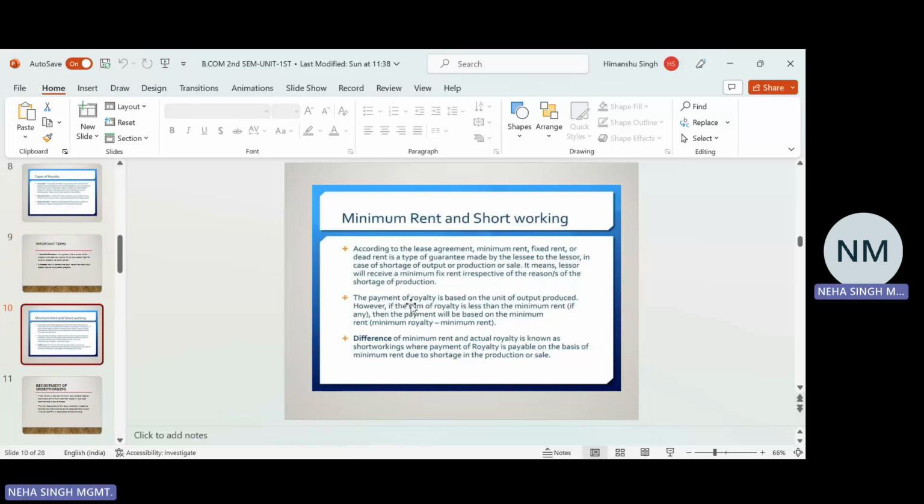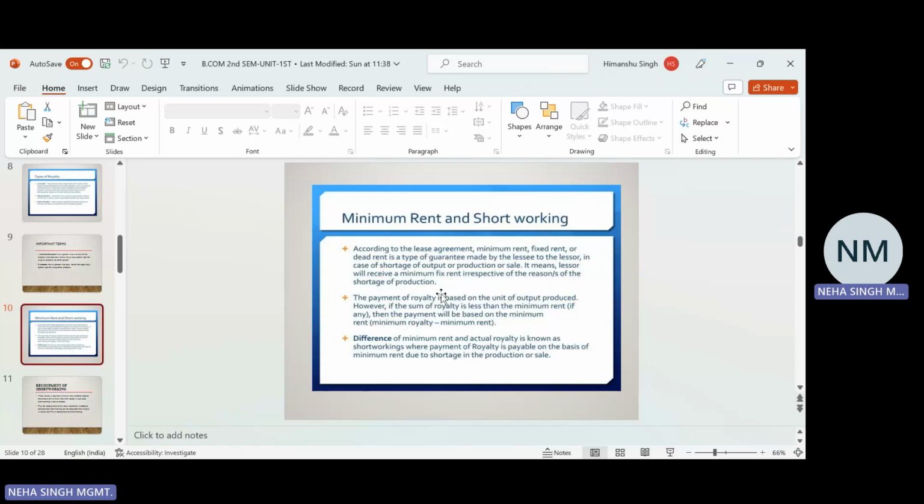And the payment of royalties is based on the unit of output produced. However, if the sum of royalty is less than the minimum rent, then the payment will be based on minimum rent. Hope the meaning of minimum rent is clear to all of you. For example, minimum rent is fixed in all the years, right? Let's say in 2003, minimum rent is 1 lakh and the amount of royalty is 60,000. So in this case, what amount is given to the lessor?